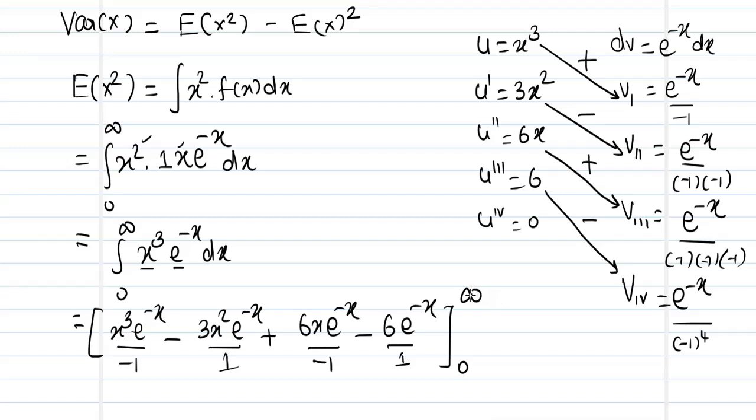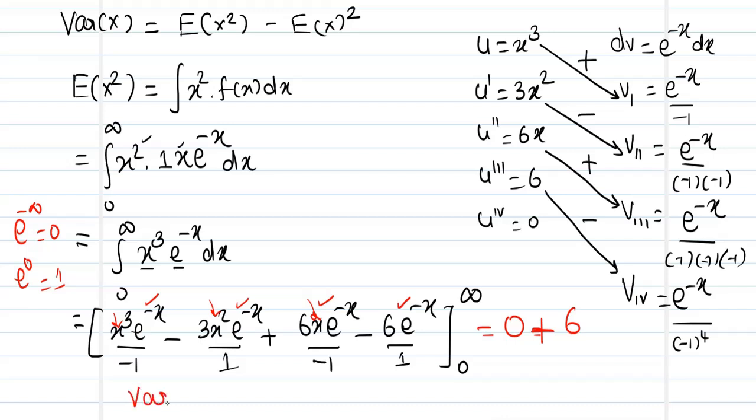Again, don't worry children, it is going to be very easy when you apply the limit. The only thing you need to keep in mind is e power minus infinity is 0 and e power 0 is equal to 1. So what is your upper limit? The upper limit will vanish and go to 0. Minus the lower limit: x takes the value 0, so 0 here, 0 here, 0 here, and only this term will exist. What is the lower limit? 6, minus of minus will become plus 6. So this is going to be my E of X square.